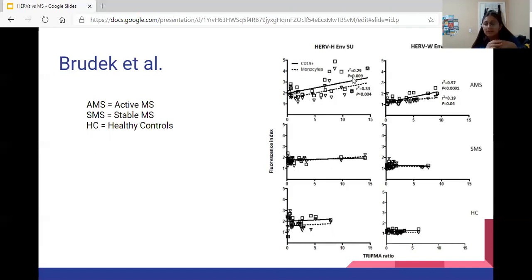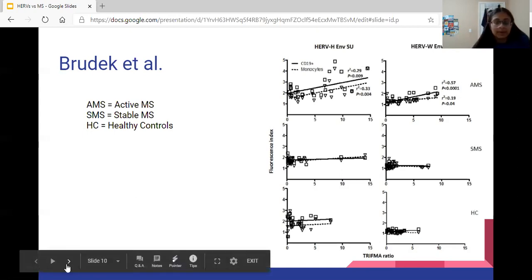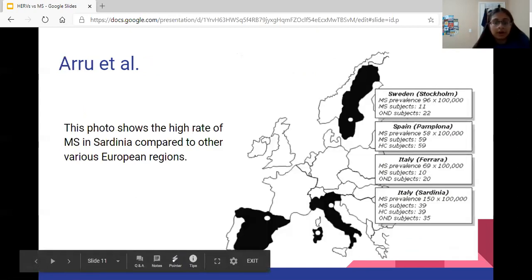So basically, from my explanation with my hands and this graph, we can conclude that patients with healthy brains and stable MS patients tend to have lower amounts of ENV activity. And then patients with active MS tend to have high rates of ENV activity. Okay, moving on to Aru et al.